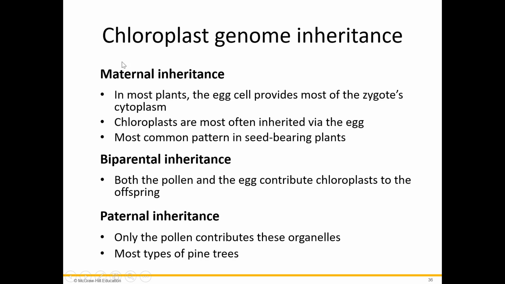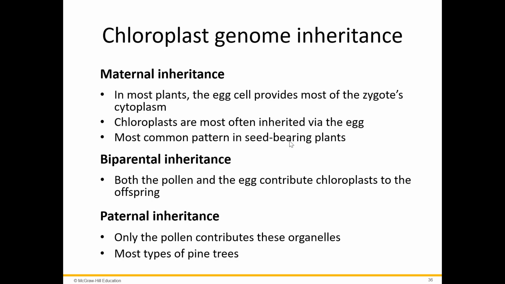So maternal inheritance is what we see with the extracellular or extranuclear genomes. And so in most plants, the egg provides most of the zygote cytoplasm. And chloroplasts are most often inherited via the egg. This is the most common pattern in seed-bearing plants.